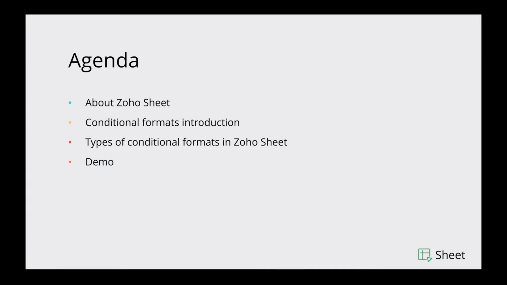So this is the agenda for the webinar. First, we'll have a brief look into Zoho Sheet, the product itself. And then we'll move to the topic for today's session, that is conditional formats. And then we'll look into the types of conditional formatting options that are available in Zoho Sheet. And finally, we'll jump into a product demonstration where I'll be showing you how this feature works inside the product.